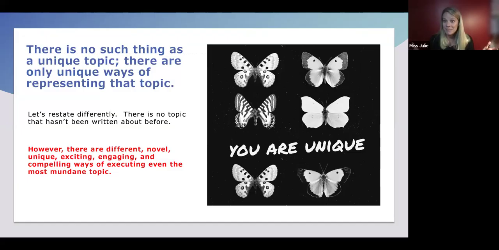Sports stories have been written many times, and we'll actually talk about sports in a little bit. Stories about musicians, stories about overcoming a challenge. In fact, many of your stories will fit into prompts. So obviously, they may be like someone else's story. But the way you have to look at it is through a different lens. There's no topic that hasn't been written before, but that doesn't mean that you can't make your story unique. There are exciting, engaging, compelling ways of executing the most mundane topic. If it's important to you, it will be important to others as well.